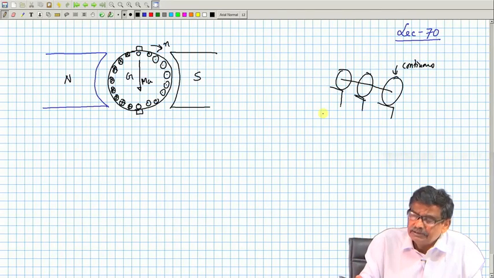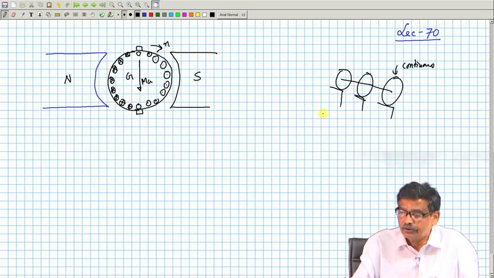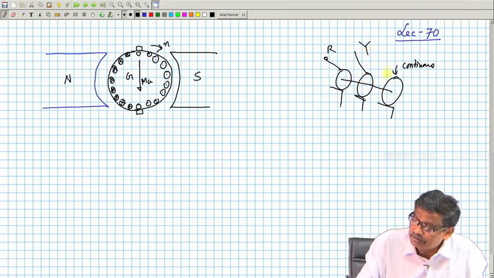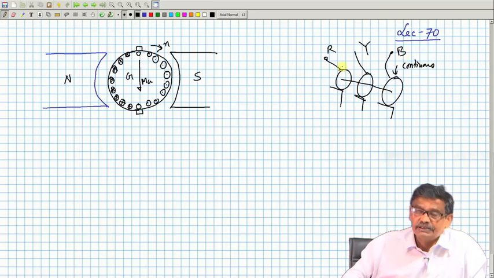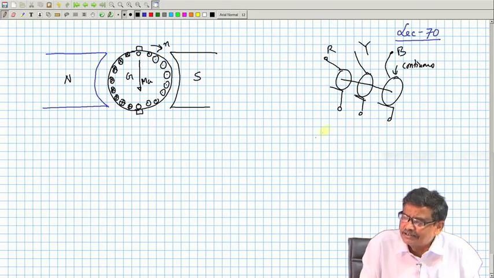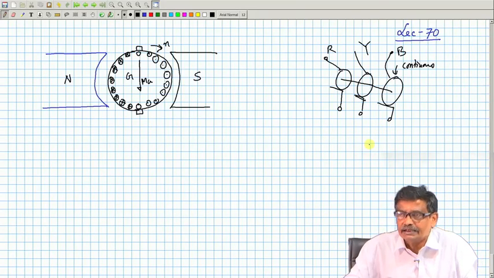And why was it necessary? Because I want to access the rotor terminals. One ring is going to R phase of the rotor, this ring is connected to Y phase of the rotor winding, and this to B phase of the rotor winding. So that these rotor terminals R, Y, B become stationary here, and you can connect external resistance and so on in the case of a slip ring machine.